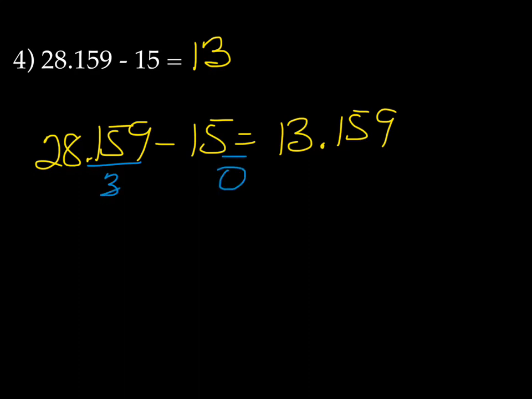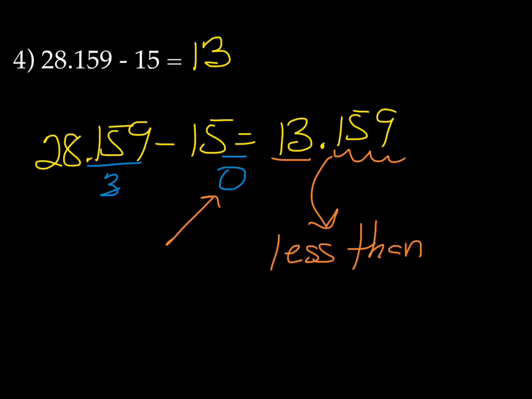So how many digits should we have after the decimal in our answer? None. So we're going to keep those and get rid of all of that. So we look at the 1. It's less than 5. So we're going to drop it, leaving our final answer at 13.